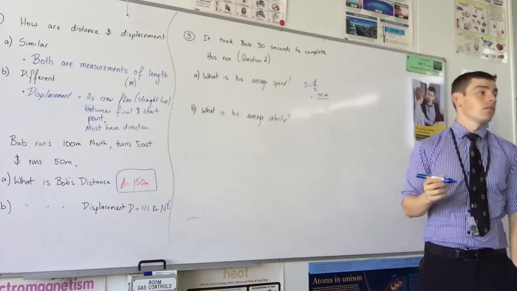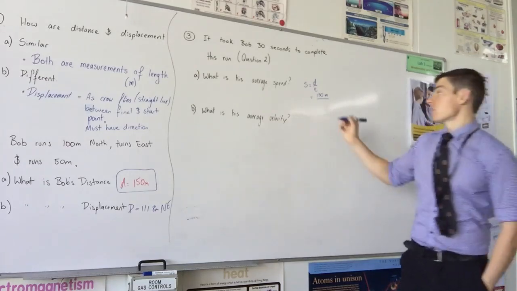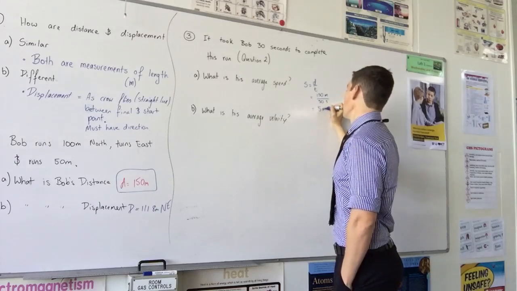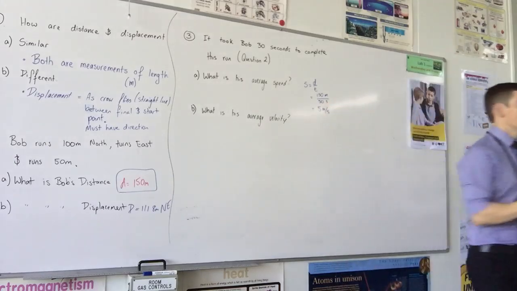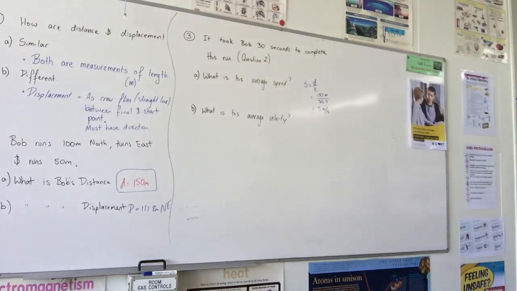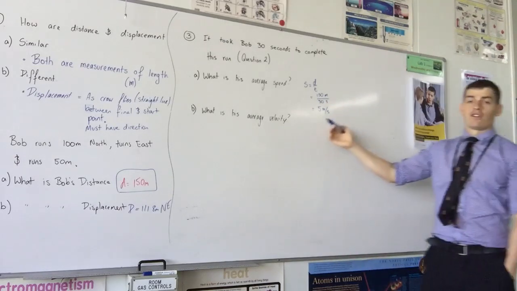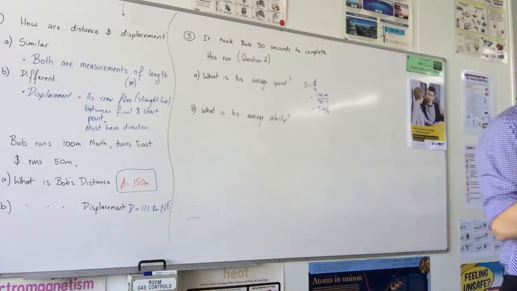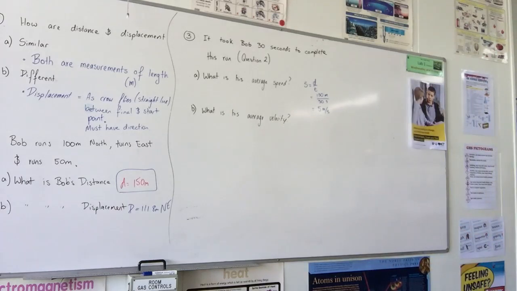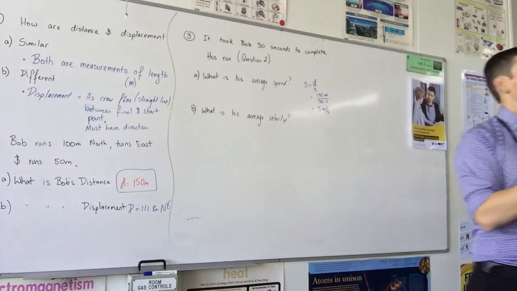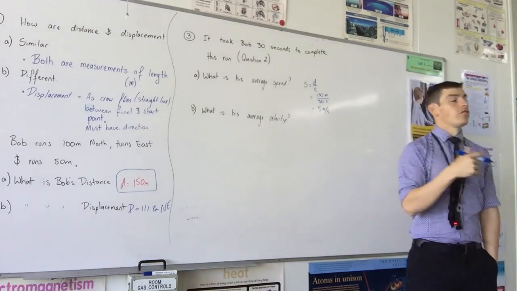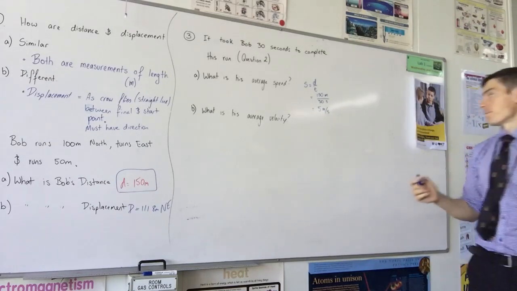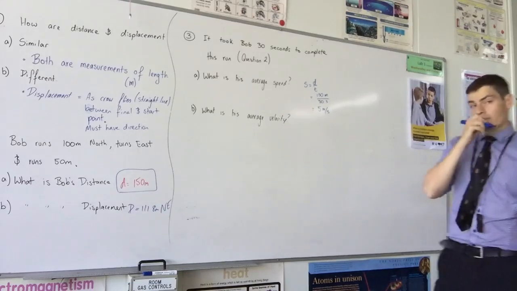Divided by 30 seconds. 30 seconds, and I get what? 5 metres per second. Very good. If that was 150 kilometres in 30 hours, that would be 5 kilometres per hour. If I had kilometres and seconds, what would I have to do? I'd divide one of my units to get it to the right amount. Happy with that?